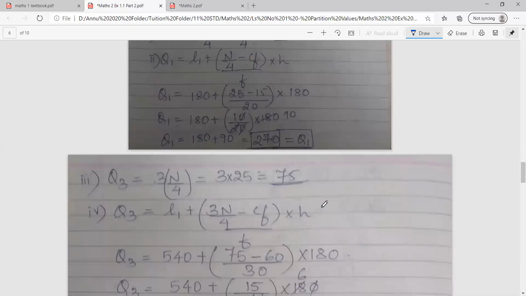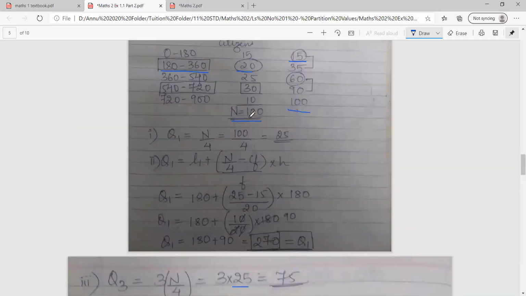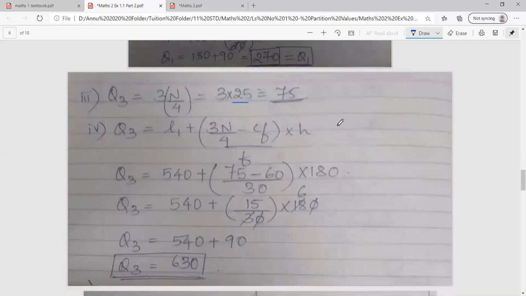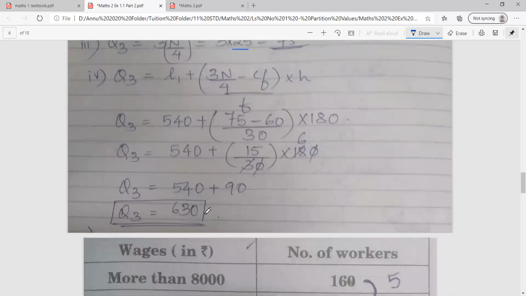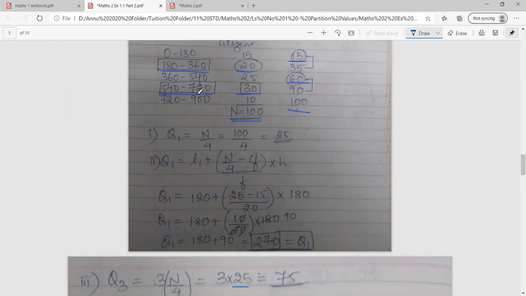In the similar manner, we will calculate Q3. So Q3 is equal to 3 into n by 4. n by 4 we already got 25 above. So 3 into 25 gives you 75. Now 75 lies between 60 and 90. So I'll be taking the class 540 to 720. Frequency will be 30 and CF will be 60 over here. In the same way, on putting the formula and calculating, I get the value of Q3 to be 630. Again, you can check and confirm the value lies between 540 to 720. That means the answer is correct.